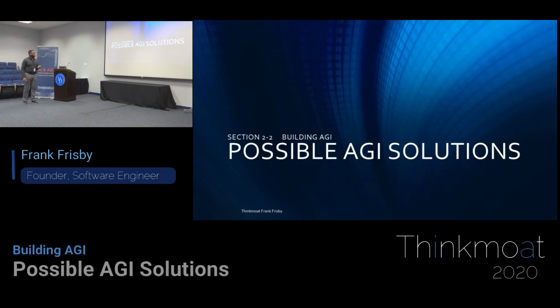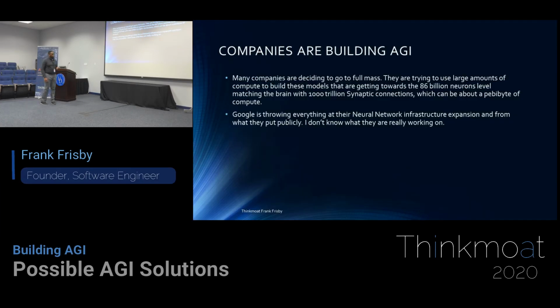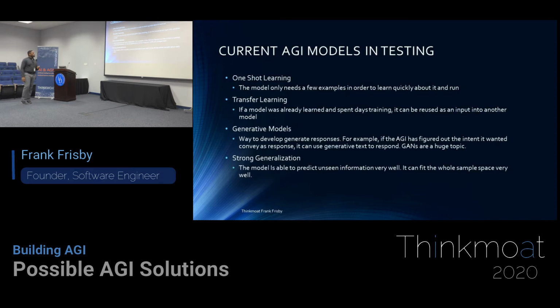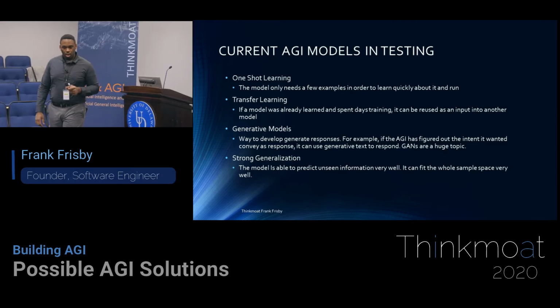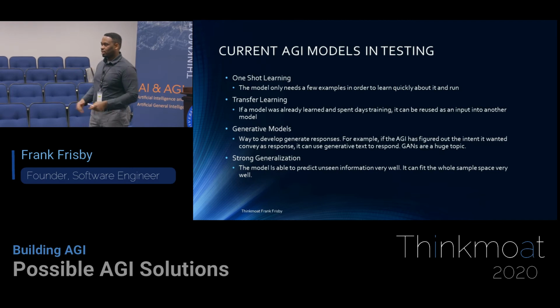So, possible solutions to AGI. Many companies are building this, I told you, and they're pushing as much money as they can to make this happen. And Google is throwing everything they can at building this infrastructure. All right, so the current models they're trying to test out now for AGI is one-shot learning. You can't send in a significant amount of data. It's just not going to work.